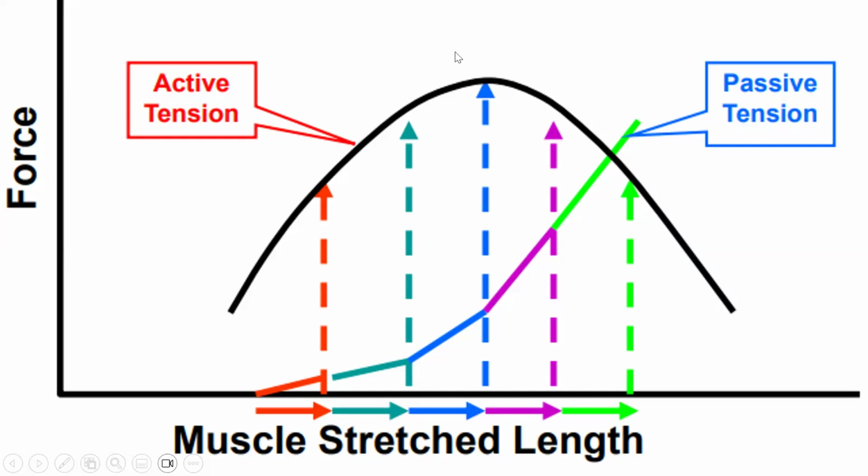So active tension is maximum at the optimal length of the muscle. Why? Because at the optimal length, you can generate the maximum amount of overlap between the actin and the myosin. And when you have the maximum amount of overlap between actin and myosin, you have the maximum active tension.